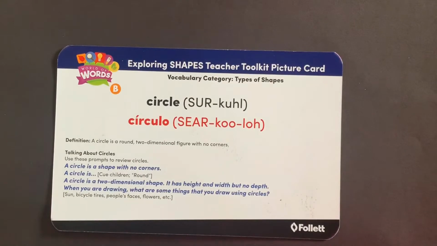A circle is a shape with no corners. A circle is round. A circle is a 2-dimensional shape. It has height and width, but no depth. When you are drawing, what are some things that you draw using circles? The sun, bicycle tires, people's faces, flowers.